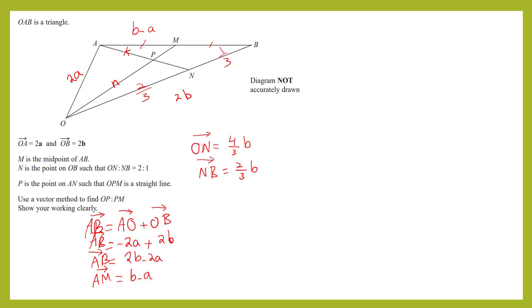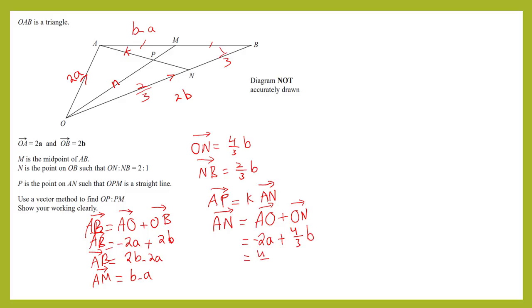So now what we need to do is try to find AP. AP is k multiplied by AN, so we need to find AN. AN goes through AO, then ON. So it will be AO, which is negative 2a, because we're going in the opposite direction to the main direction, plus ON, which is 4 over 3 b. So it can be written as 4 over 3 b minus 2a. This is AN.